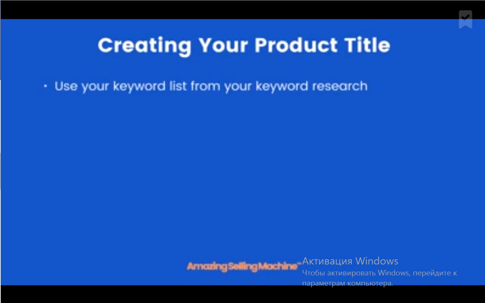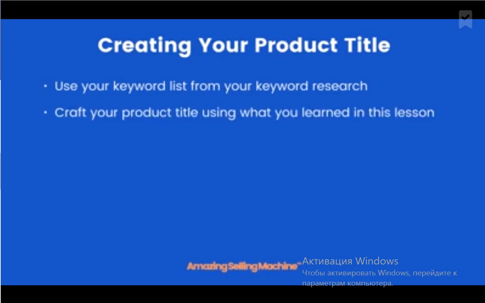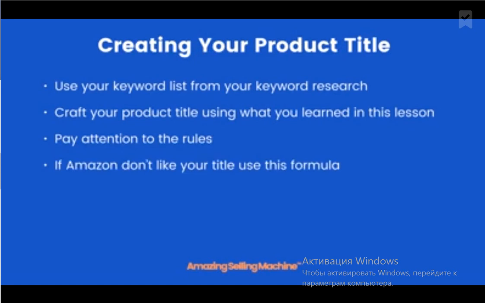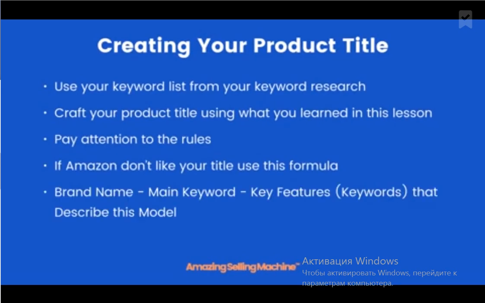So to recap, creating your product title. Use your keyword list from your keyword research. Craft your product title using what you learned in this lesson. Pay attention to the rules. If Amazon don't like your title, then use this formula instead. Brand name, main product keyword, key features that describe this model, and obviously you'd add keywords in there. So you're actually removing the benefits from the title. But you only remove the benefits if Amazon don't like your title and don't accept it.